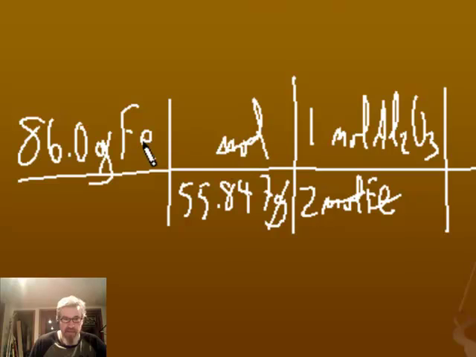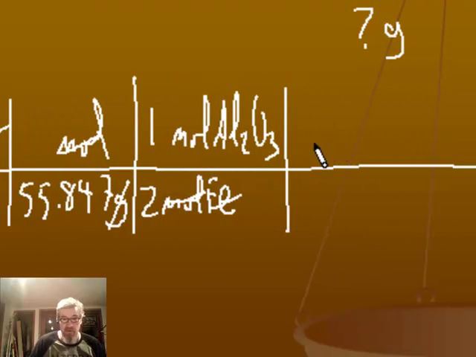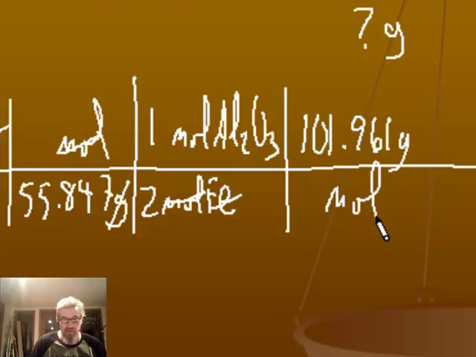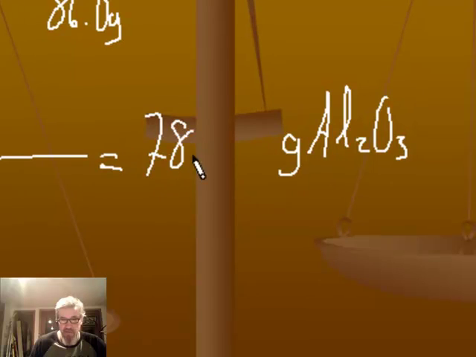At this point, I'm now dealing with moles of Al2O3, but I want grams of Al2O3, so I use molar mass. The molar mass of aluminum oxide is 101.961 grams for every mole. So by putting the moles in the bottom, grams on the top, moles are going to cancel, and I end up with units of grams of Al2O3. That's what I want. So I do my calculations. My answer should have 3 significant figures in it, and it's 78.5 grams.